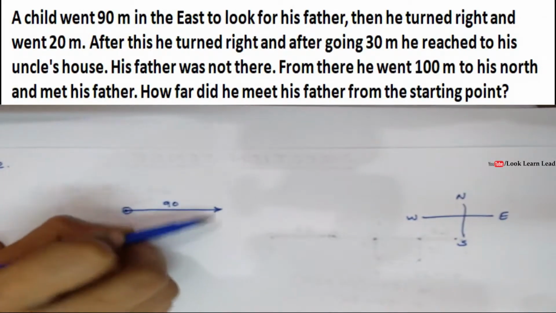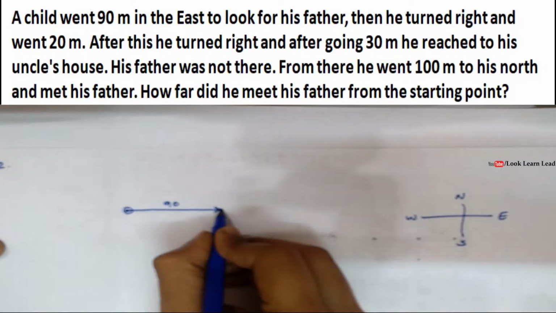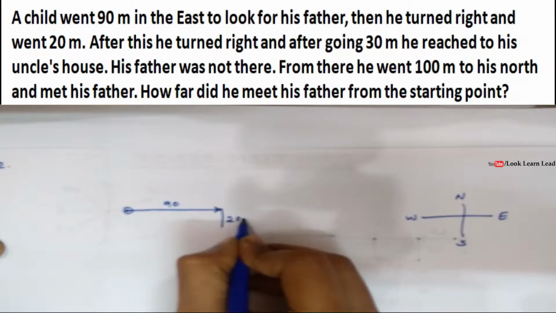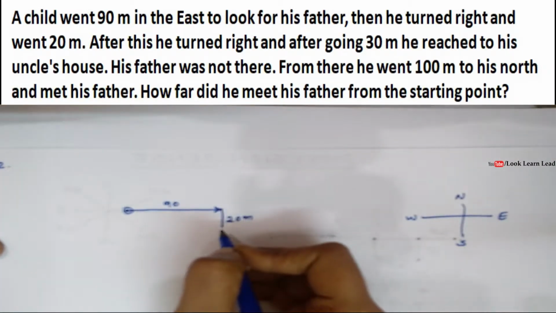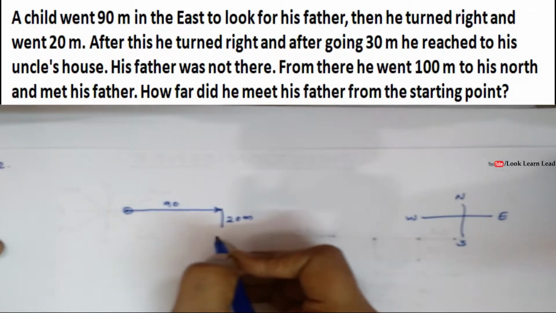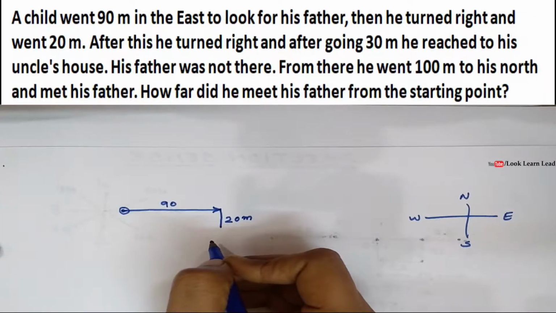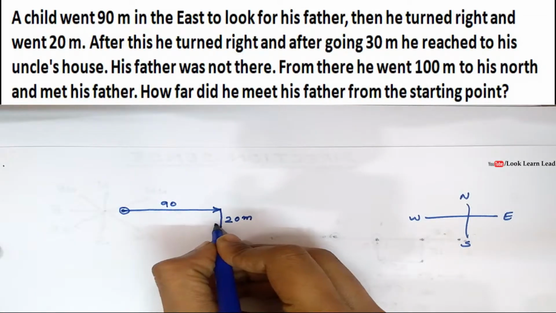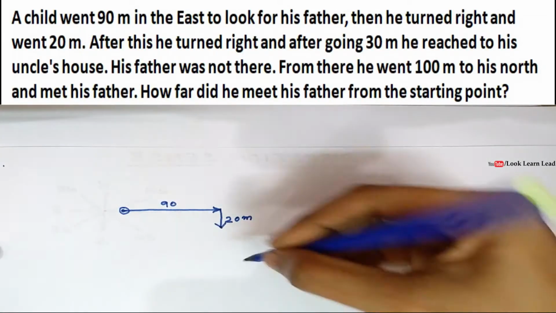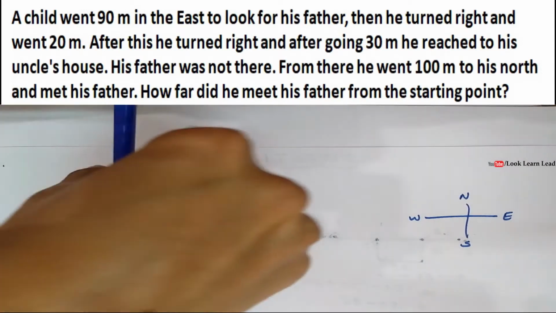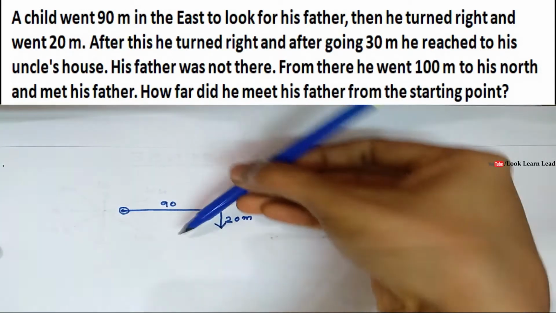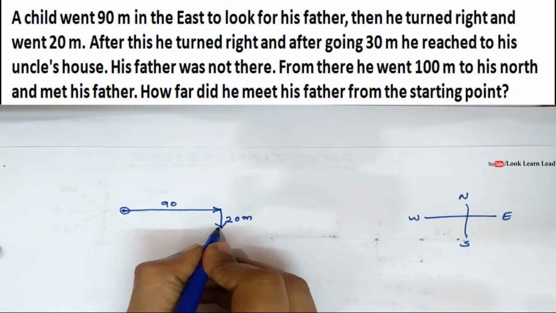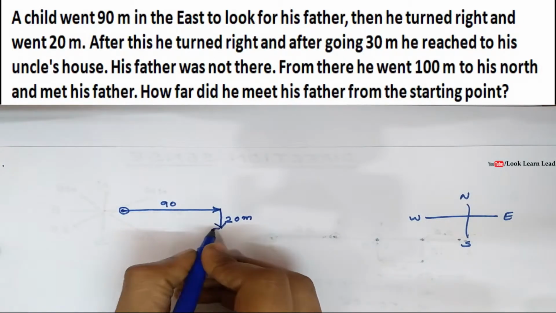So from here his right would be this direction, okay. So from here he travelled 20 meter, okay, and after this he turned to his right, okay, and after going 30 meter he reached his uncle's home. So direction is here, so his right would be, if you are like this, okay, so your right would be this, okay. So he turns right and he walks for 30.